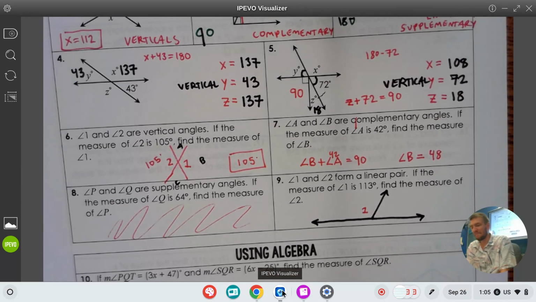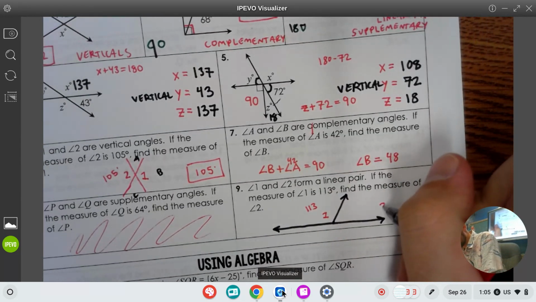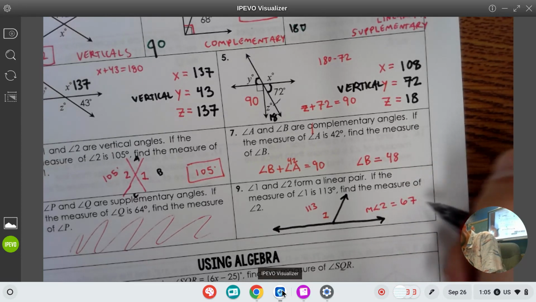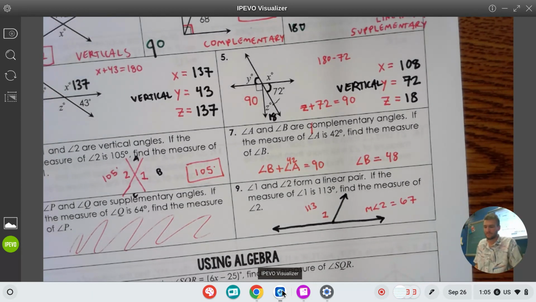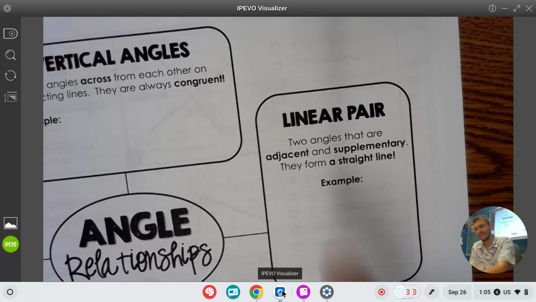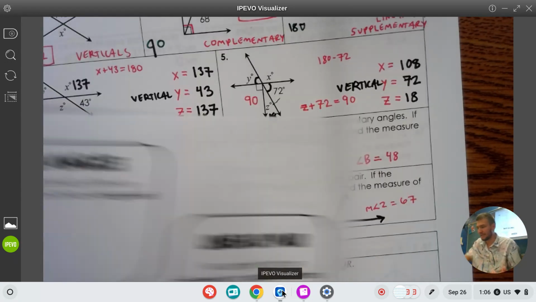Did anybody find the measure of angle 2? I hear you. A measure of angle 2, can even put a little M there, is going to be 67. All right, we're taking our time. I can't stress enough, vocab is important. If you get on the test and it says linear pair and you don't know what that looks like, you're going to be in trouble.